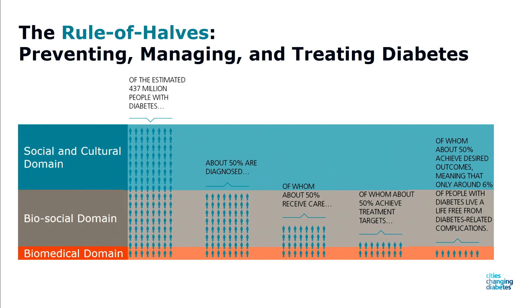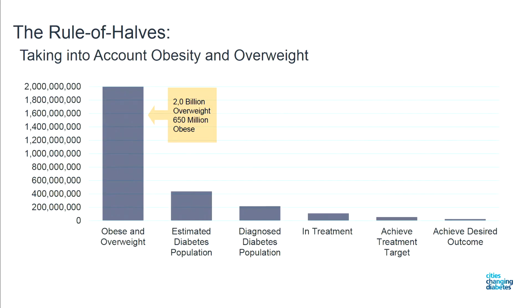Now, if we just add the major risk factor for diabetes, which is the third of us who are challenged by overweight, this final line here of people who achieve desired outcomes ends up being a thin line drawn across a desert of ignorance, which is to say you wouldn't even see that final line if you really had the 2 billion, the third of the world's population on the left, and that final part of the rule of halves on the right. Of course, that's where 90% of our literature comes from.